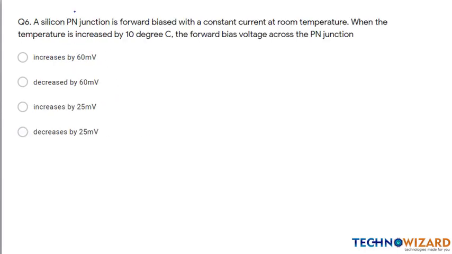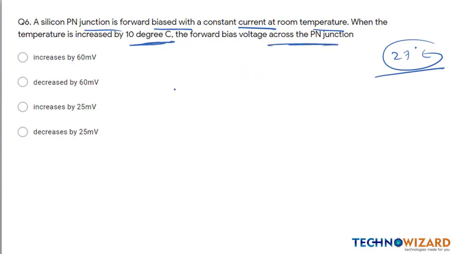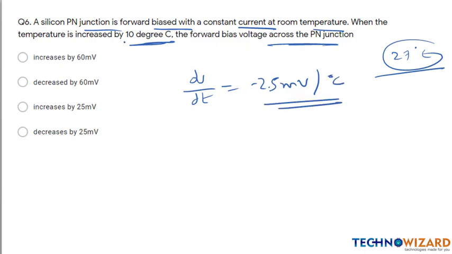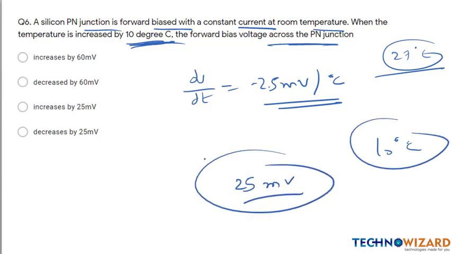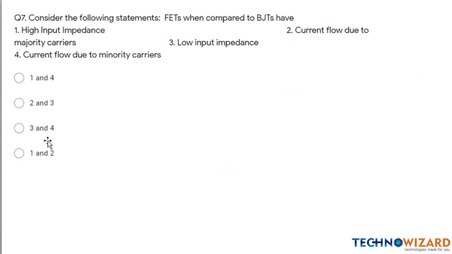Question number 6. A silicon PN junction is forward biased by a constant current at room temperature. Room temperature is always taken as 27 degrees Celsius. When the temperature is increased by 10 degrees Celsius, we have to find the forward bias voltage across the PN junction. We know that dV by dT is given as minus 2.5 millivolt per degree Celsius. But he is talking about 10 degrees Celsius, so minus 2.5 into 10 will be 25 millivolt. Therefore, the forward bias voltage will decrease by 25 millivolt. Option D is the correct answer.